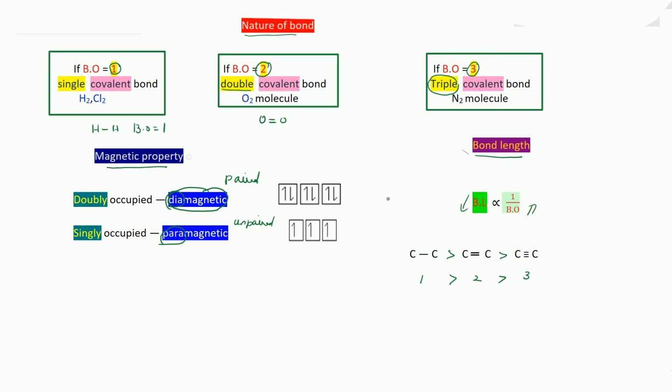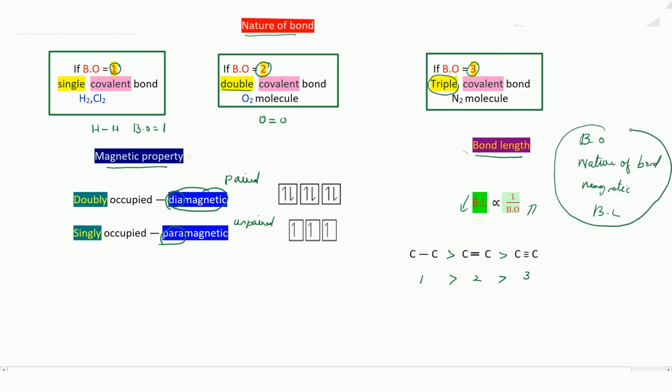So this is about the information we are getting from the molecular orbital diagram. One, we are getting the bond order. Then we will know about the nature of the bond, then the magnetic property, whether it's diamagnetic or paramagnetic, and the bond length. So these are the pieces of information we get from the molecular orbital diagram. In the next video we will discuss some examples, and along with this information we will apply it and find out how to draw the molecular orbital diagram.